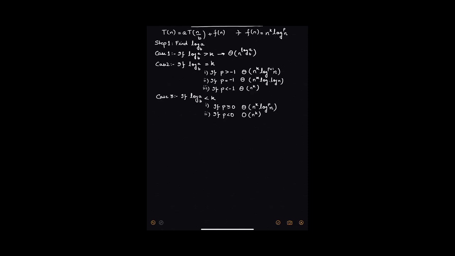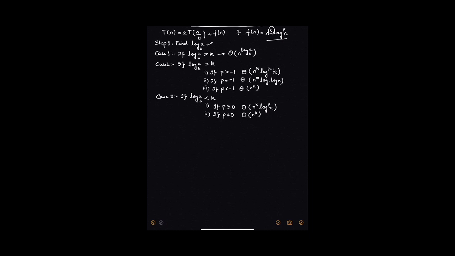Now let us check our master method type 2 set of problems. If I am having an equation such as T(n) = aT(n/b) + f(n), such that my f(n) is in some form like n^k log^p n, then we first find log a base b. Then we compare it to the value of k. So the k value is over here.